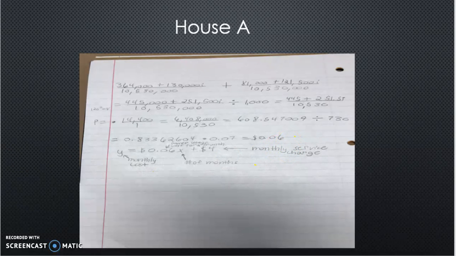And then my ending equation, which was the monthly cost, was 6 cents times X, which is the number of months, plus 4, which is the monthly service charge.